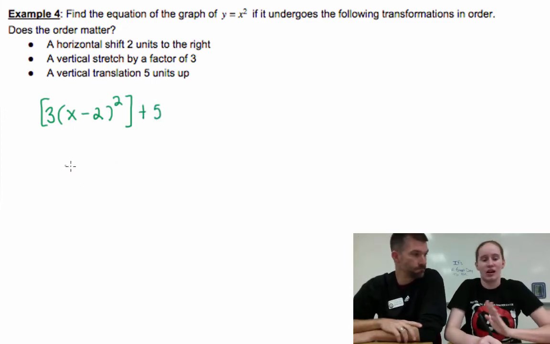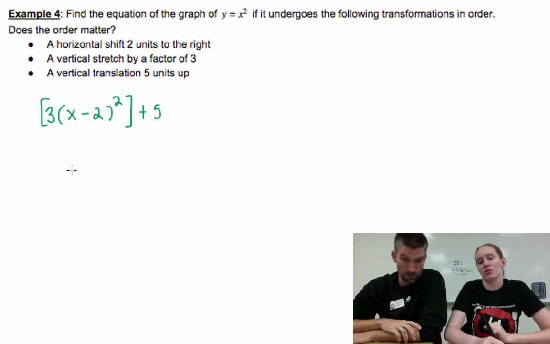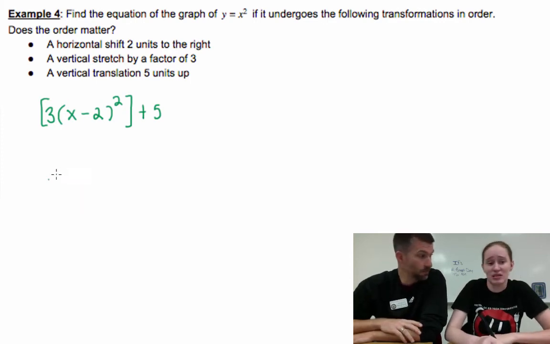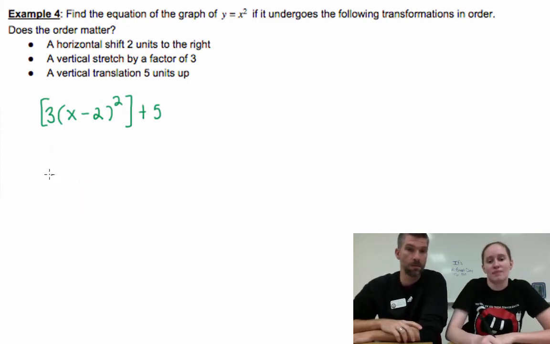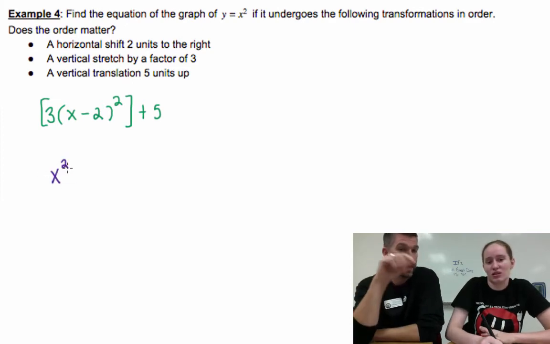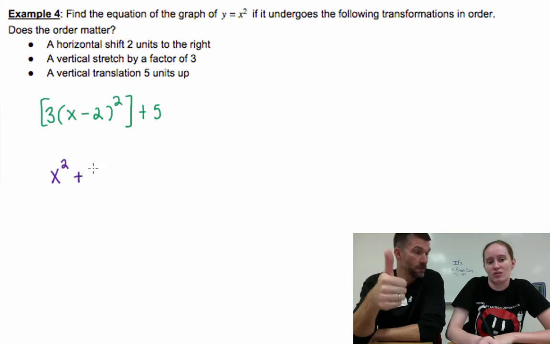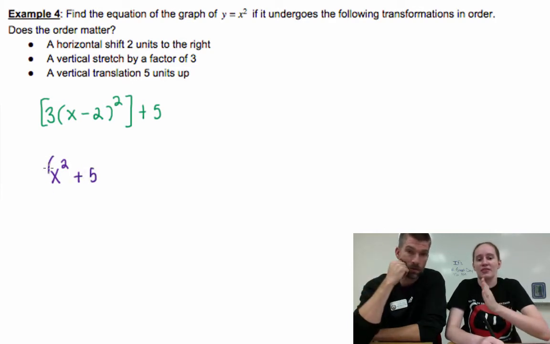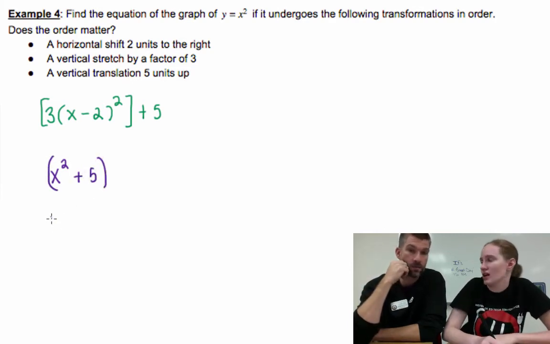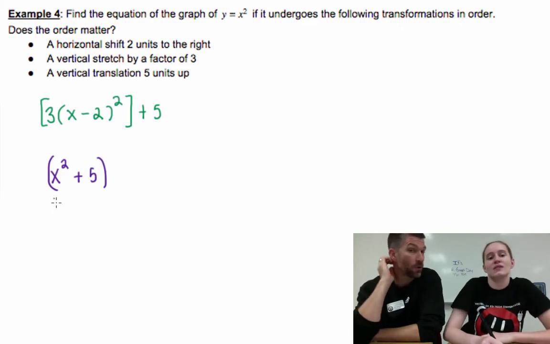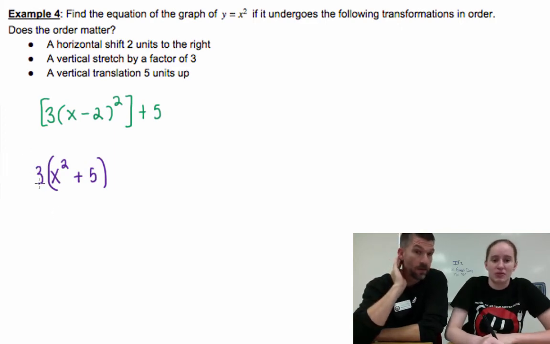In order for us to figure out if the order matters, we need to do this the opposite way. Let's see if we get the same thing. A vertical translation, 5 units up. That means we're taking x squared and going up 5 units. Now this is our new function that we're going to vertically stretch by a factor of 3, which means we put a 3 on the outside.